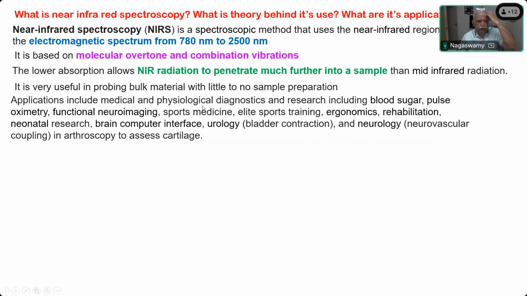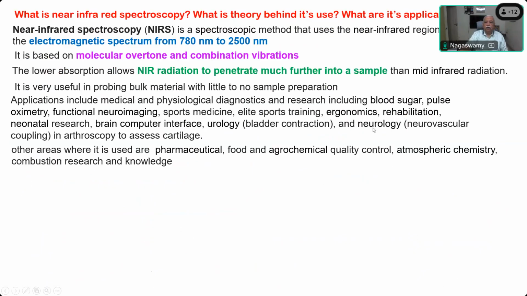Applications include medical and physiological diagnostics and research, including blood sugar, functional neuroimaging, and sports medicine. So many things are being used, both medical and non-medical. And even they are using it in arthroscopy to assess the strength of the cartilage. Other areas where it is used are pharmaceutical, food, agrochemical, and atmospheric chemistry.